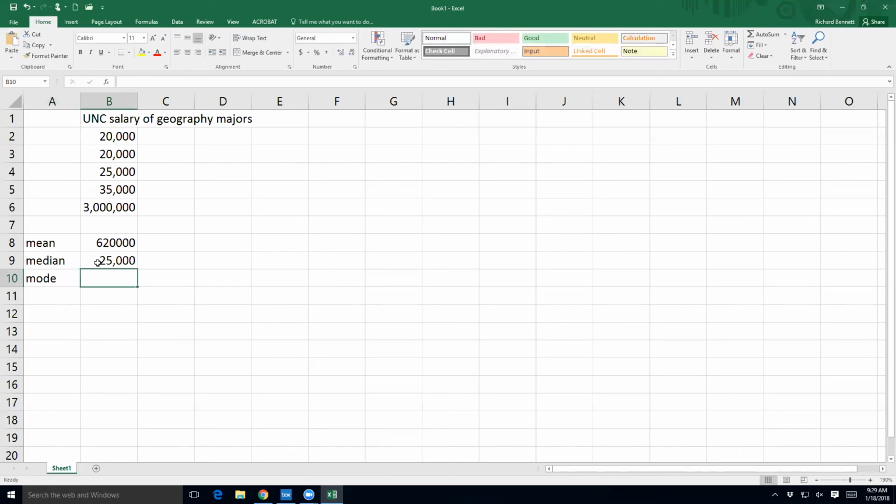So the third measure of quote-unquote average is what we would refer to as the mode. The mode is the most common value, and as you can see, I've got two values there that are 20,000. So the mode, you could argue that that's the best representation for the quote-unquote average salary, because 2 of the 5 students earned 20,000. So just a reminder on the mode, you can have no mode, you can have one mode, and you can have more than one mode. So in this case, we've got exactly one mode.